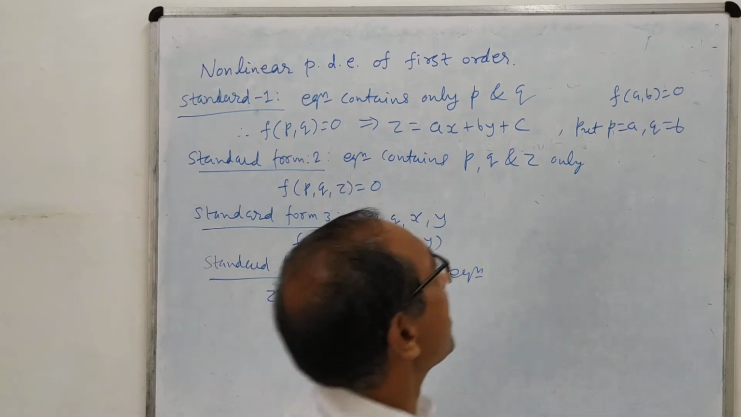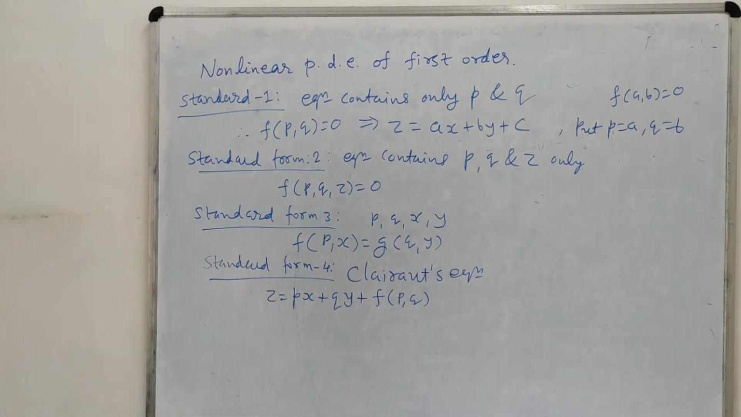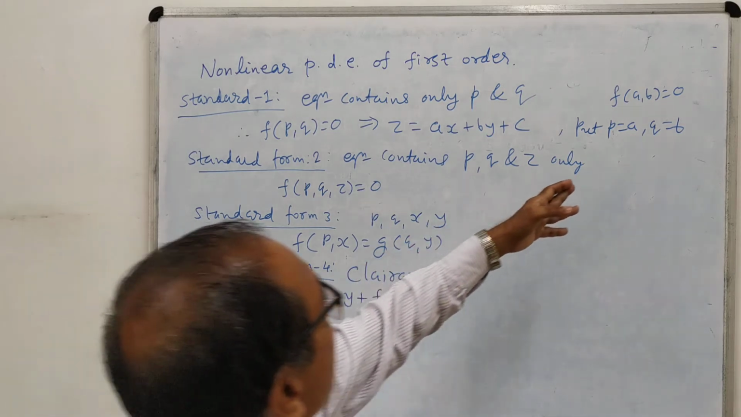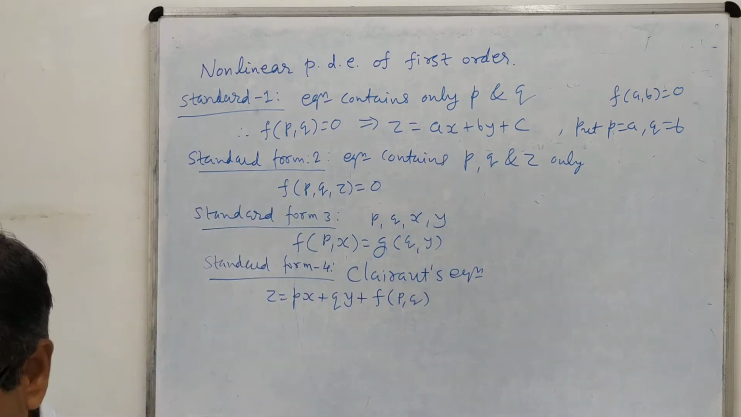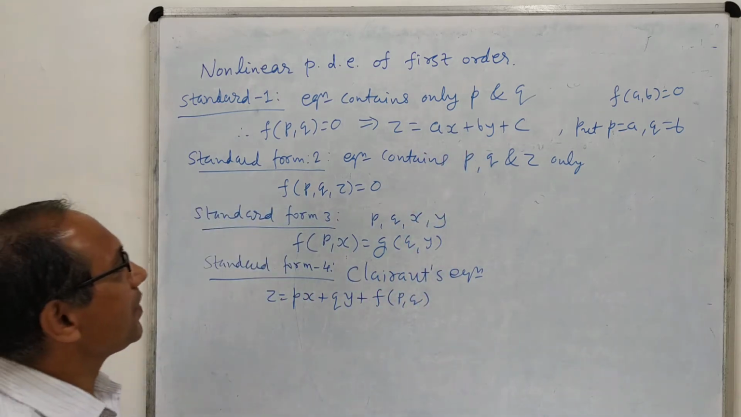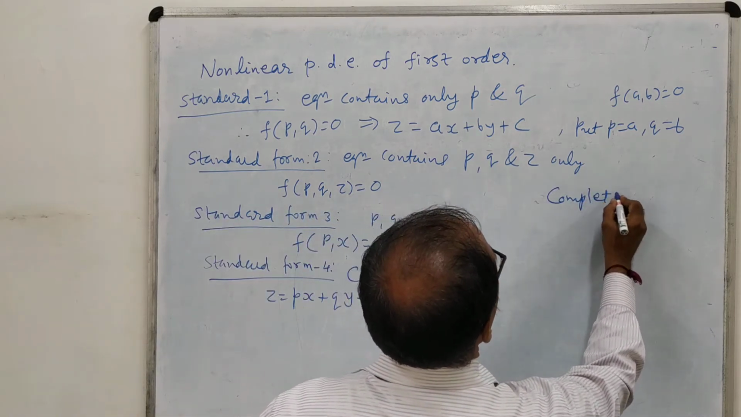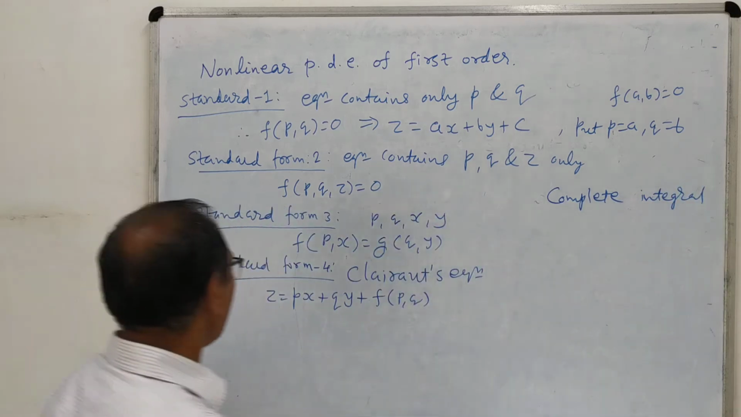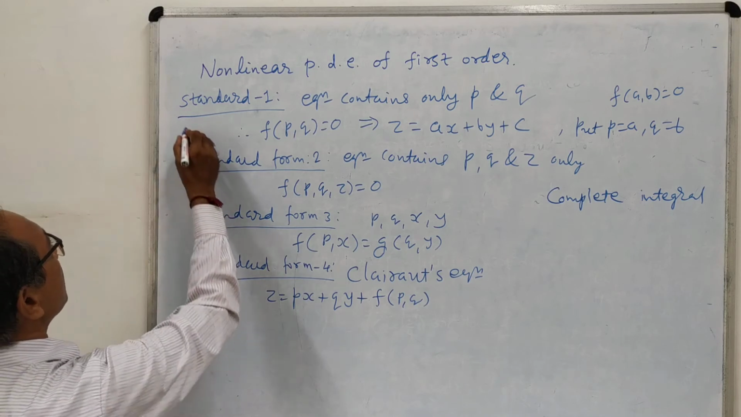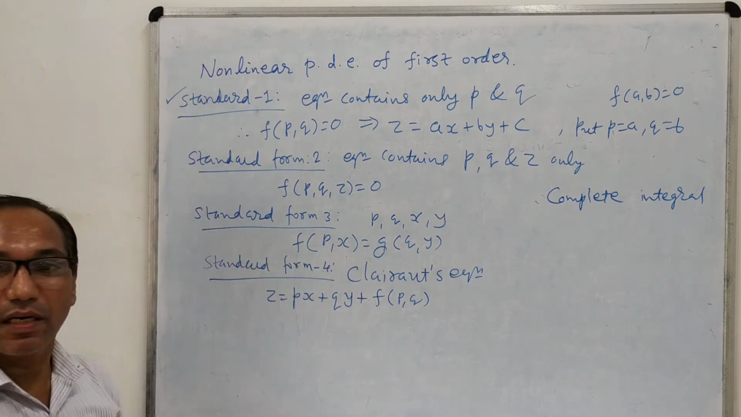When you get f of a, b equal to 0, you can convert a in terms of b, or b in terms of a. After getting this, you can substitute the value in the solution and you will get the final answer. The final answer we will call the complete integral. So let us see one example on standard form 1. One by one we will see all the forms.